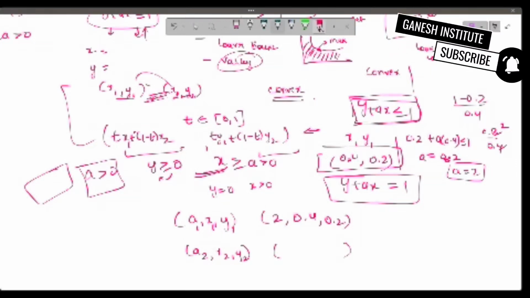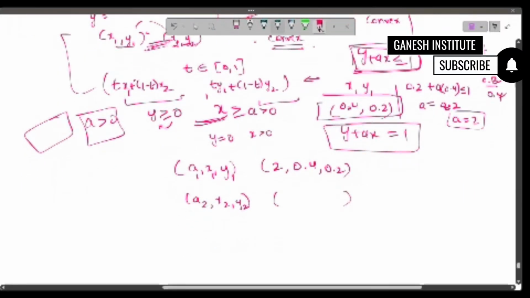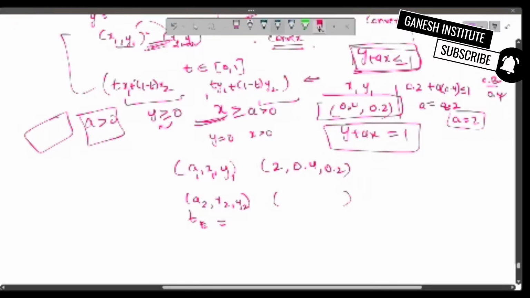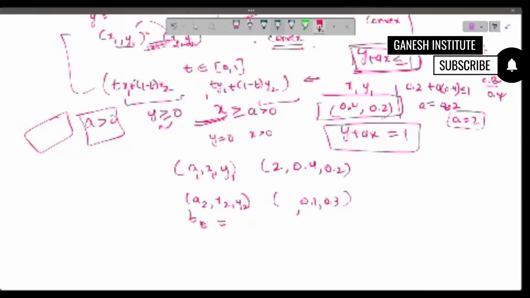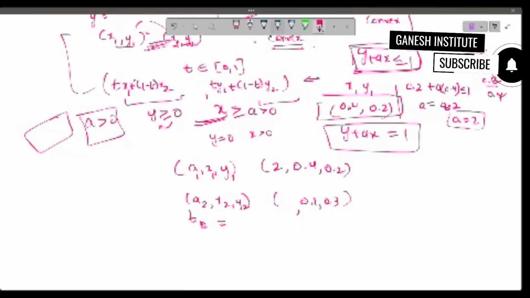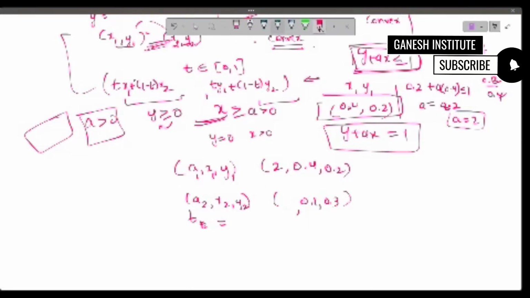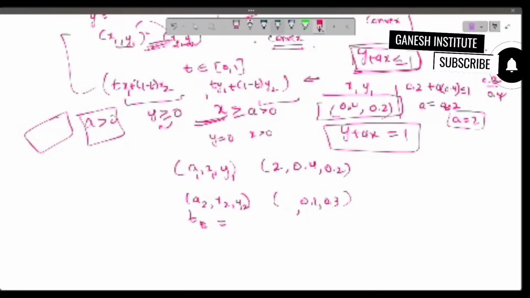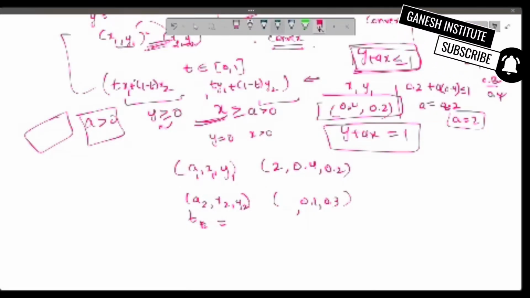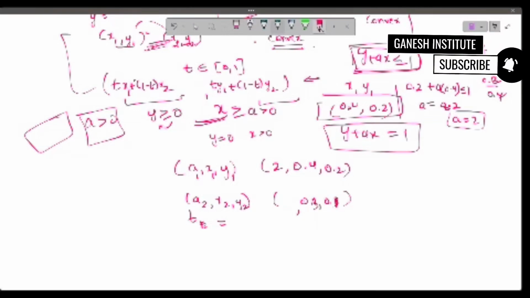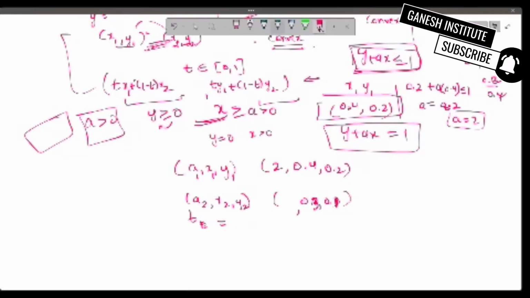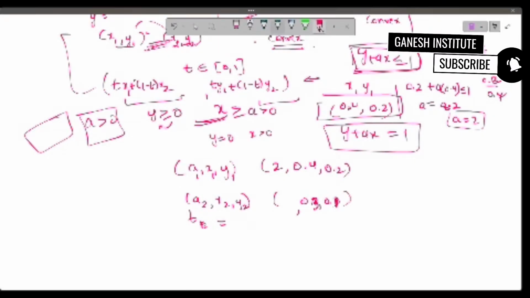What about a2, x2, y2? Ma'am, 0.1, 0.3, where my y is 0.1 and x is 0.3. Tell me what a will be now. Ma'am, do you want to switch it? Because it's going to be easier. It's going to be easy regardless. Ma'am, it will be 0.1, so it is 3, ma'am.